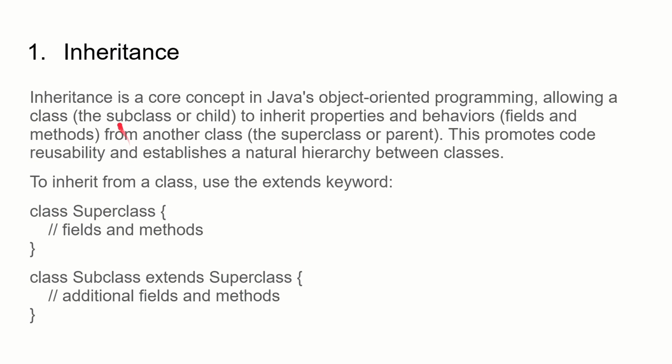Inheritance. Inheritance is a core principle of Java object-oriented programming. Inheritance allows a subclass to inherit properties and behaviors from a superclass. To inherit from a class, we can use the extends keyword. For example, we have a superclass here. It can have any fields or methods. Then there is a subclass which extends the superclass. So we are using the extends keyword here.